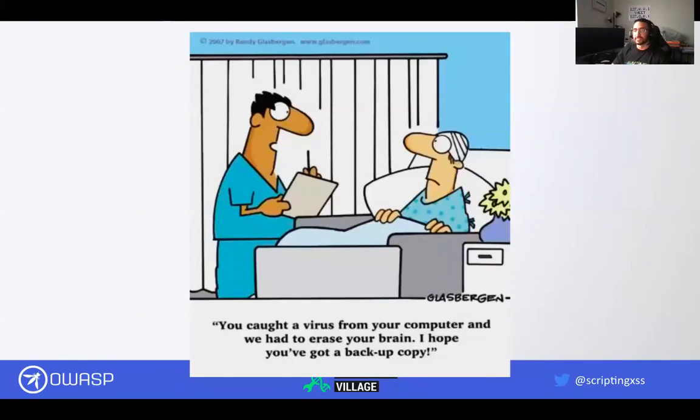So I found this image quite funny. "Cut a virus from your computer, and we had to erase your brain. I hope you've got a backup copy." In the age of ransomware and the wide exploitation of ransomware, with wearables and implantables, it is not possible to back up in those cases. But you can back up your IT infrastructure and telehealth devices, or maybe not even telehealth devices, but other devices within a hospital network.